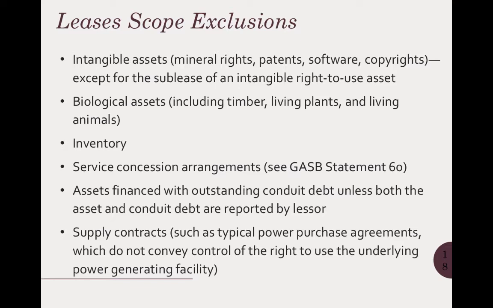Assets that are financed with outstanding conduit debt are excluded, and there's actually a separate project that the GASB is working on now to deal with conduit debt obligations, and they are talking about these types of transactions that involve conduit debt. The only exception here is that if the lessor is reporting both the asset and the conduit debt, that will be covered by Statement 87.